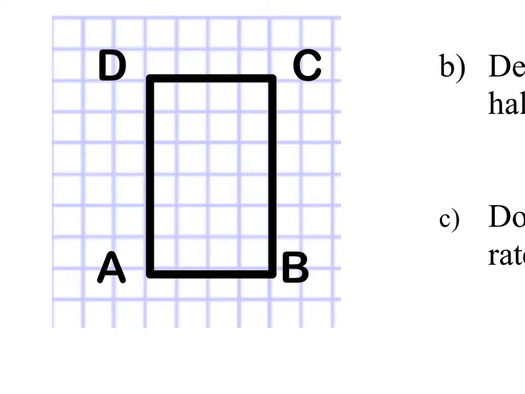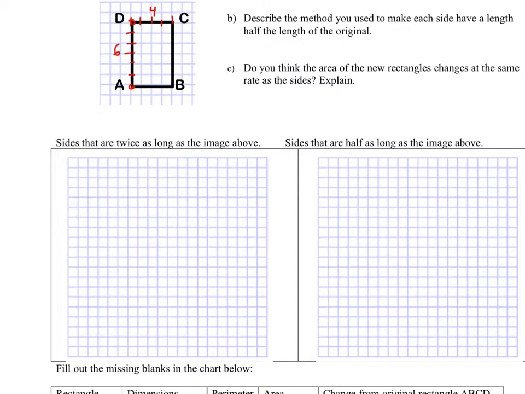So let's look very closely at these, and we can see that the length DA, from D to A, is 1, 2, 3, 4, 5, 6. So that's 6 units. And from D to C would be 1, 2, 3, 4. So this is a 6 by 4 rectangle. But what it wants us to do on that next grid is to take this and make the lengths twice as big. All right, so let's make an 8 by 12.